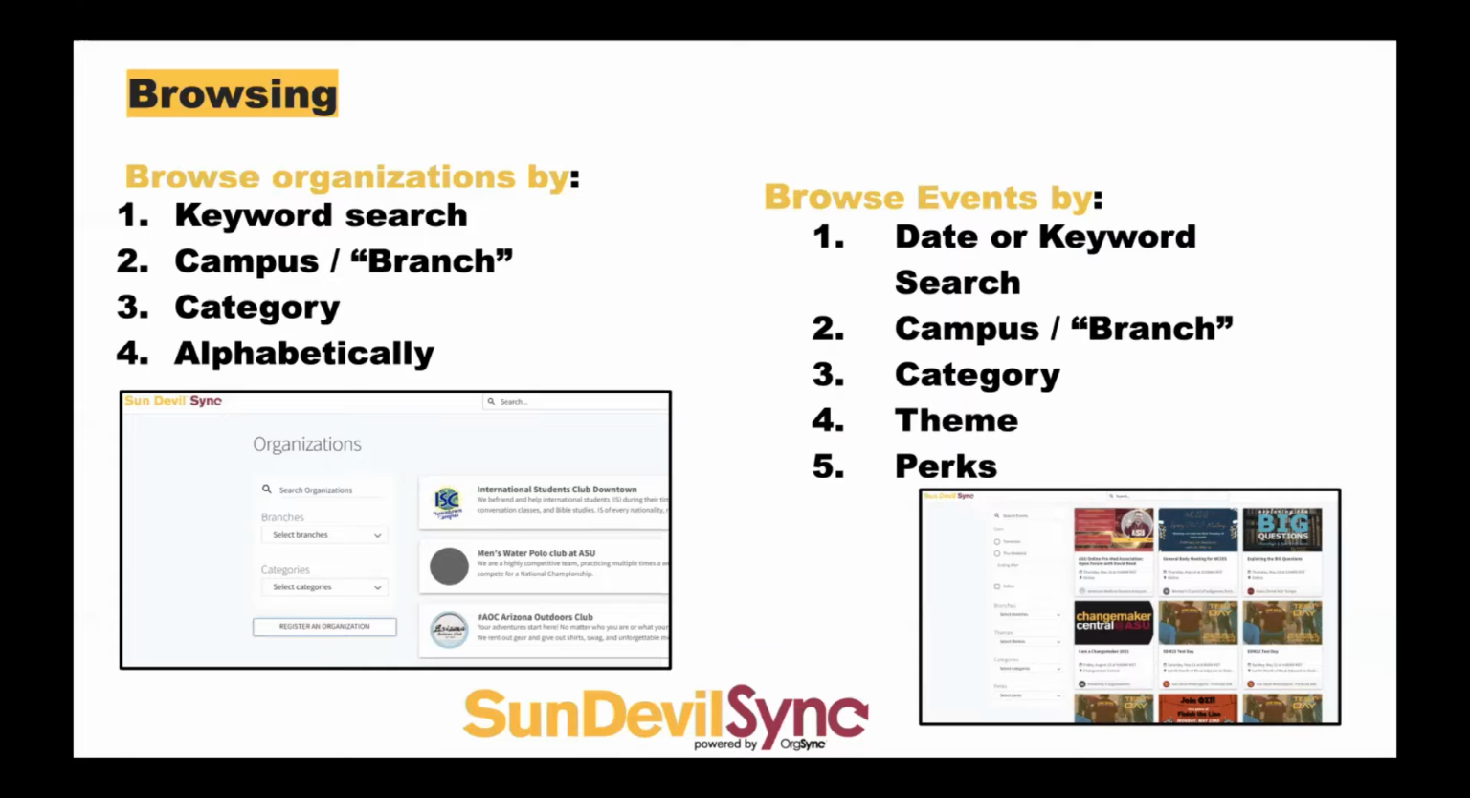And then you also can search for events. Again, if you're wanting to attend not only your own organization's events, but other events that are going on across all 4 campuses and online, you're able to browse by the date, keyword, campus again, and then category, whether it's in-person, social, leadership, that sort of thing, and then theme, if it's for an athletic event or an organization fair, that sort of thing, and then also perks.